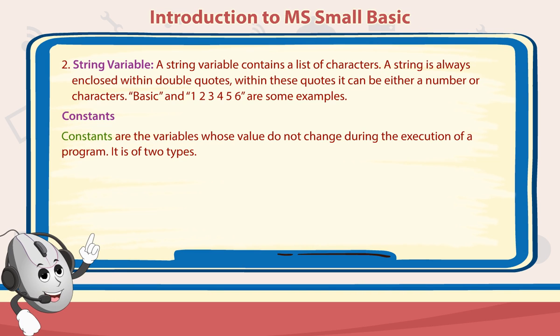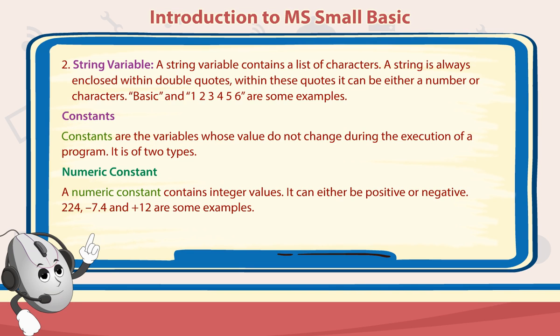Constants. Constants are variables whose value does not change during the execution of a program. It is of two types. Numeric constant. A numeric constant contains integer values. It can either be positive or negative. 224, minus 7.4 and plus 12 are some examples.